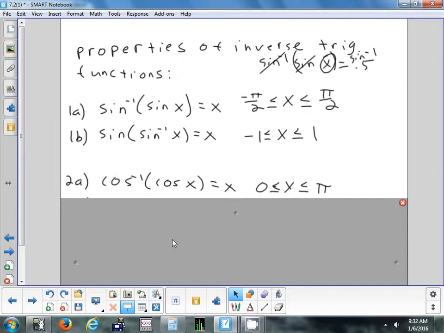We've got the same idea for cosine. Inverse cosine and regular cosine cancel each other out, as long as your angle is between 0 and pi, or 0 and 180. Again, we used this idea yesterday, but I didn't have to tell you this because you were always dealing with acute angles. You'd never have an angle in a right triangle that's not between 0 and 180.